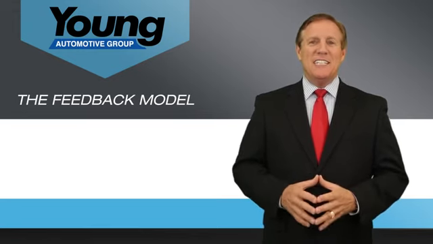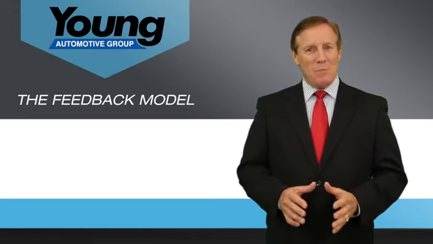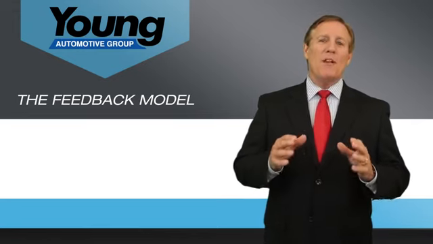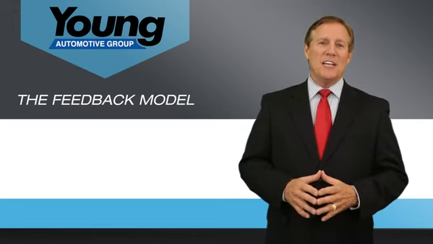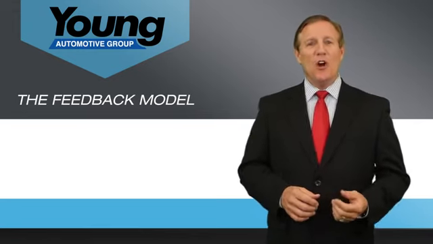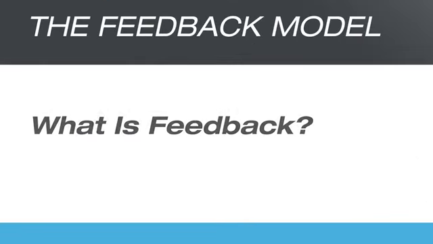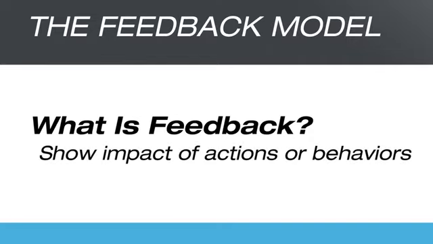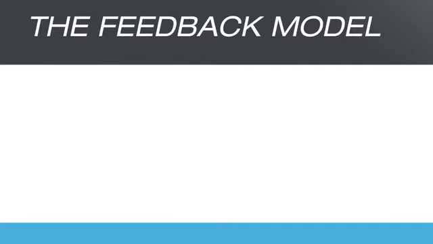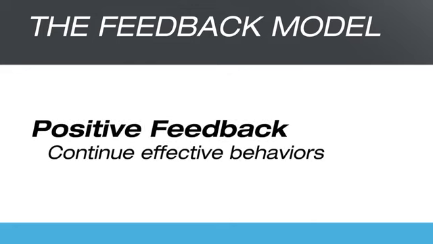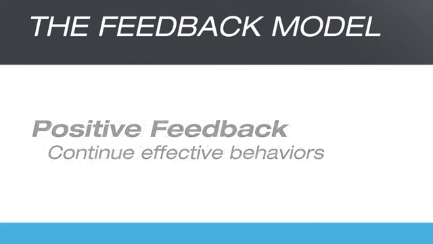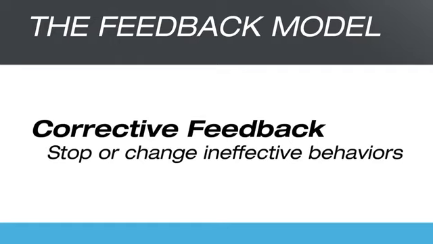So right now I'm going to teach you how to do that using the feedback model. This is probably one of the most effective tools that you can use in communicating with your team members, coworkers, and really anybody. So first of all, what is feedback? Feedback is when you show someone the impact of his or her actions or behaviors. When you give positive feedback, you encourage them to continue their effective behaviors, while corrective feedback encourages them to stop or change their ineffective or bad behavior.